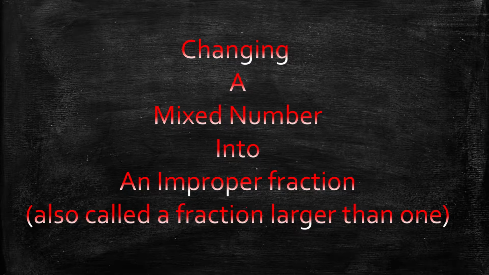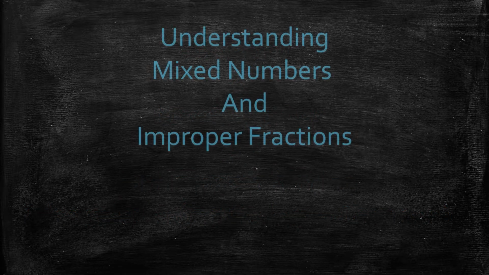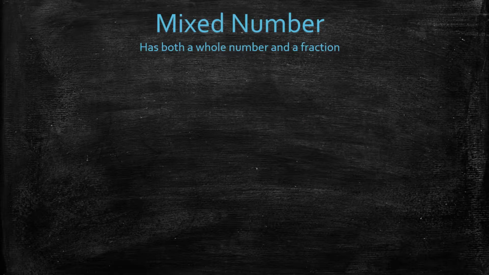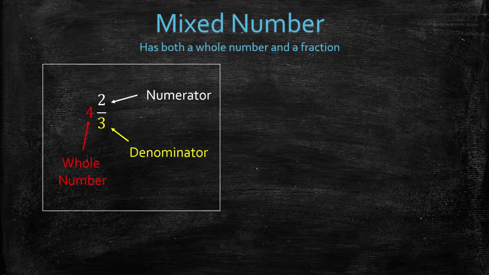Today we are going to be talking about changing a mixed number into an improper fraction, which is also called a fraction larger than 1. Now, understanding the difference between mixed numbers and improper fractions. So mixed numbers have both a whole number and a fraction.